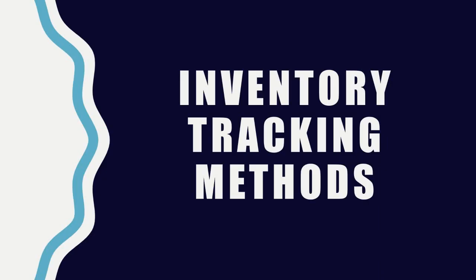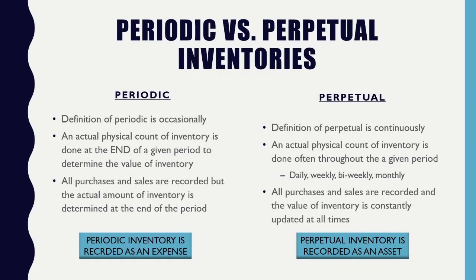So let's talk about inventory tracking methods. Okay, so there are two types of inventory tracking methods. You have periodic inventory and you have perpetual inventory, okay? Now for this class, I'm going to split these two concepts into four different chapters. Chapters 5 and 6 are going to deal with periodic inventory, while chapters 7 and 8 are going to deal with perpetual inventory, okay?